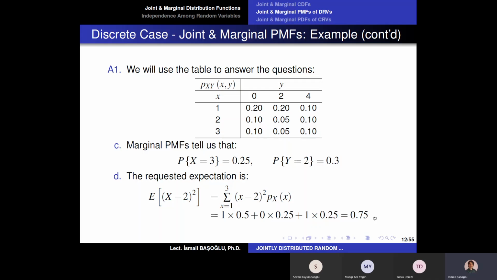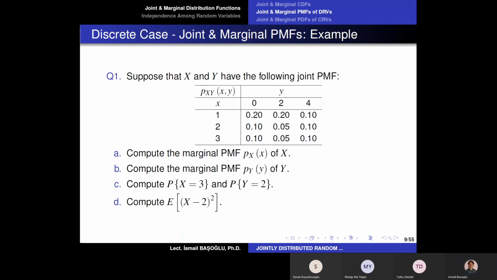Now, here's the question, my friends. For part D here, it says, compute the expected value of the square of x minus 2. In this question, I could have given this table to you, and I would not ask part A or part B and part C. I could have asked directly part D, to compute the expected value of a function of a random variable directly. But in order to do that, first you need to determine the marginal probability mass function of x. So in order to compute part D, you need to definitely solve part A first.